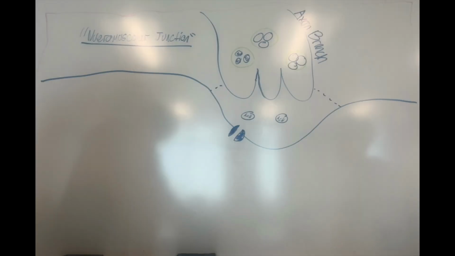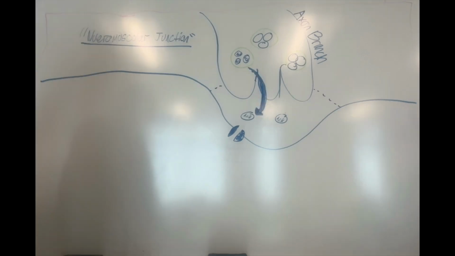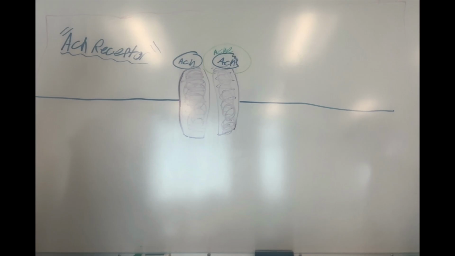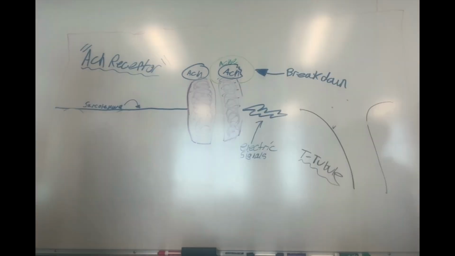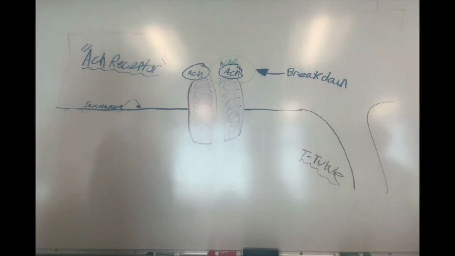Starting at the neuromuscular junction, vesicles carrying ACh are released into the synapse. From there, ACh binds to the receptor. At the receptors, the ACh allows electrical signals to travel along the sarcolemma towards the T-tubules. Then acetylcholinesterase comes and breaks down the ACh on the receptor, allowing a new one to bind to it.